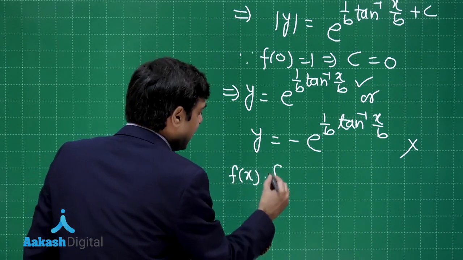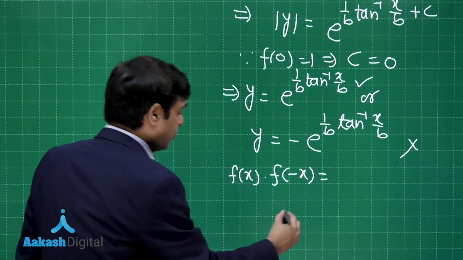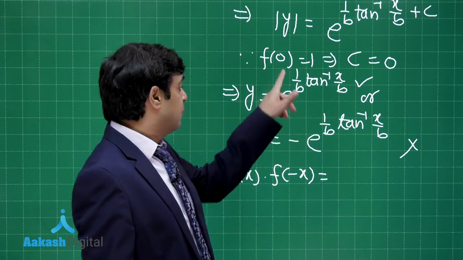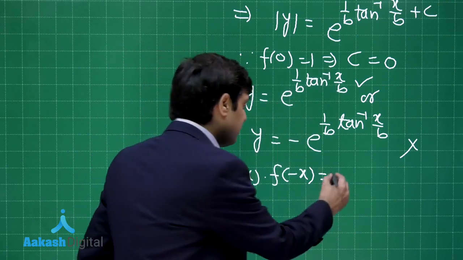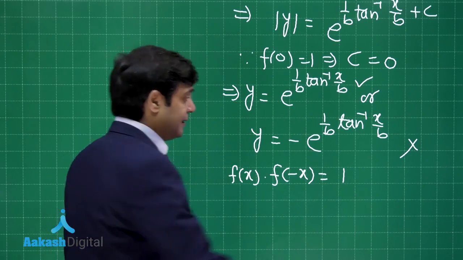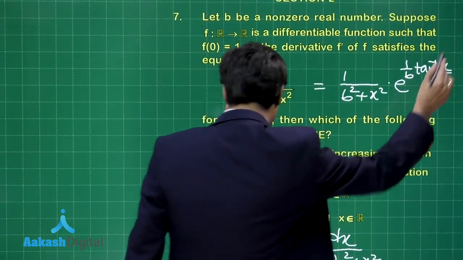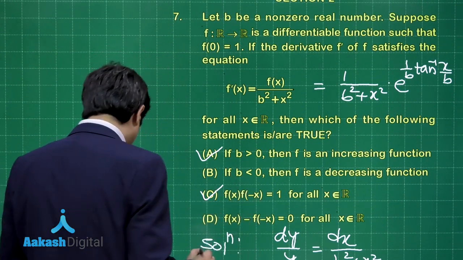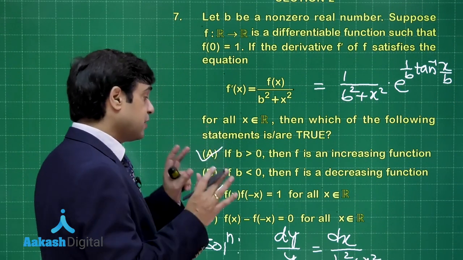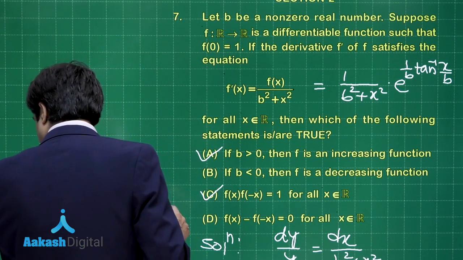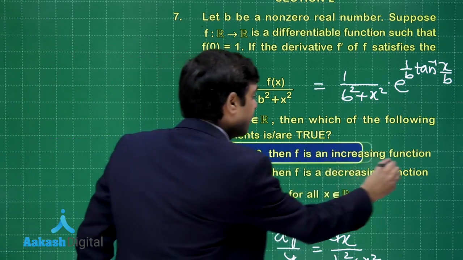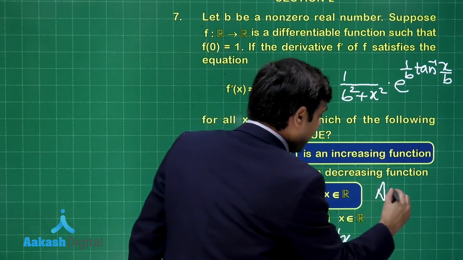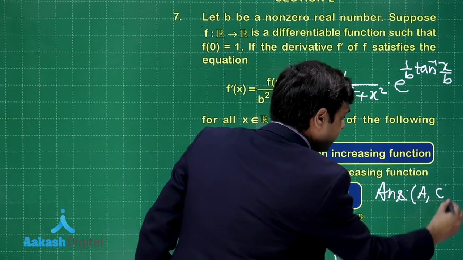Fx, that is y, times f of minus x is equal to what we observe, e to the power 1 by b tan inverse x by b plus 1 by b tan inverse minus x by b. That means this is e to the power 0 or simply 1. Yes, we can see now from the options that option C is also correct. When you add the two, obviously it is not 0, so this is also wrong. So we observe here the correct options for this question are option number A and option number C. I'm sure this question is clear. Alright, so let's mention our correct options A and C, first and third.